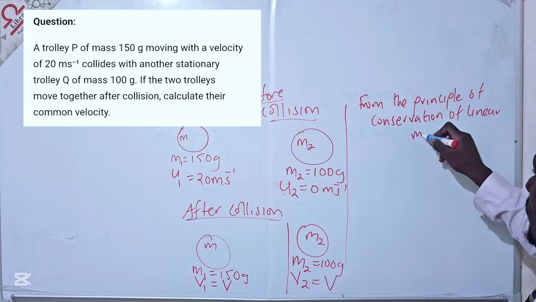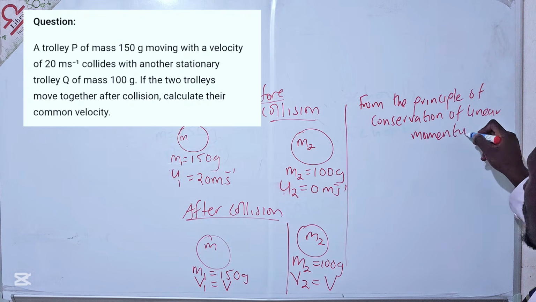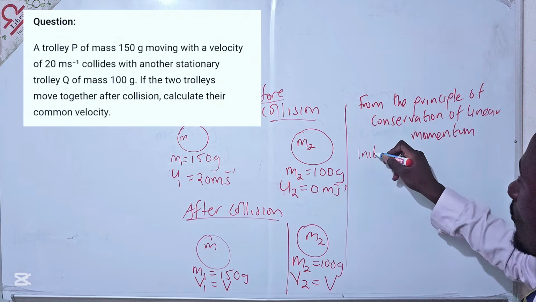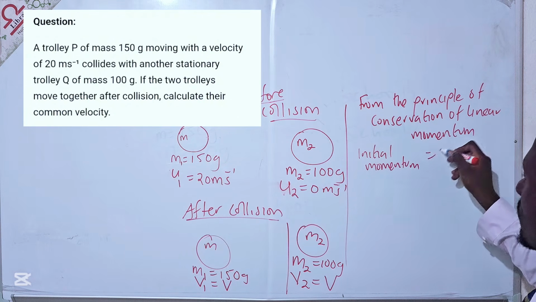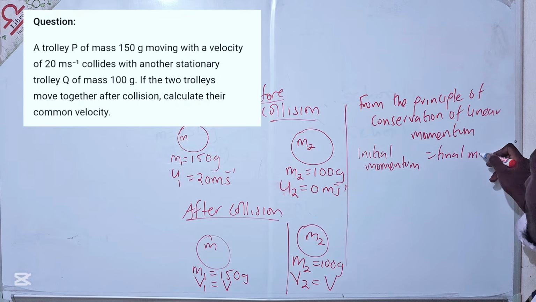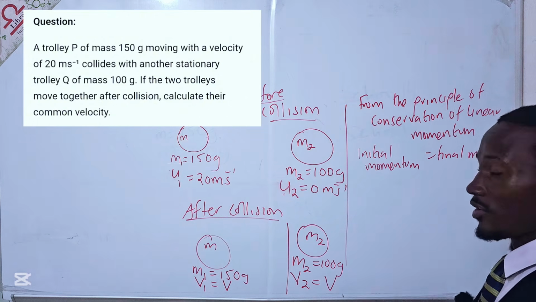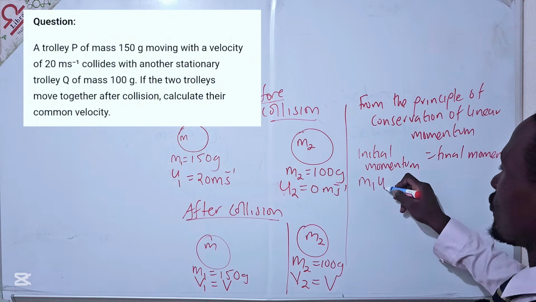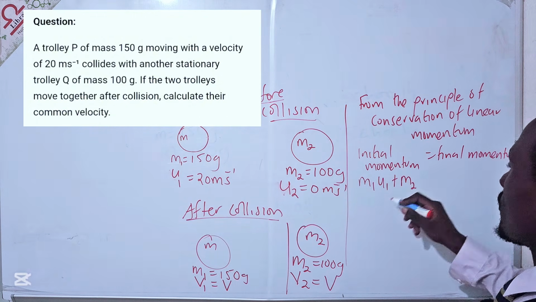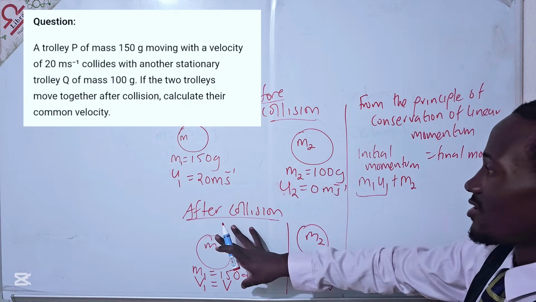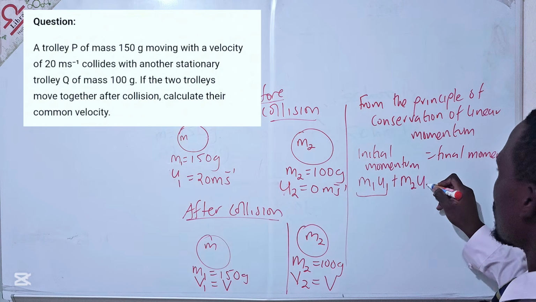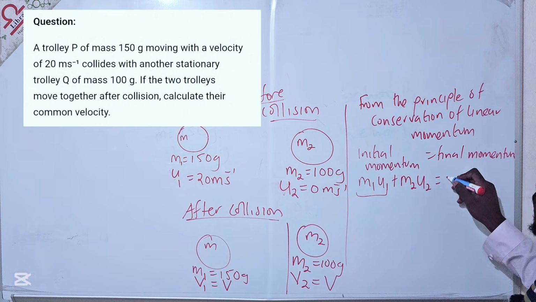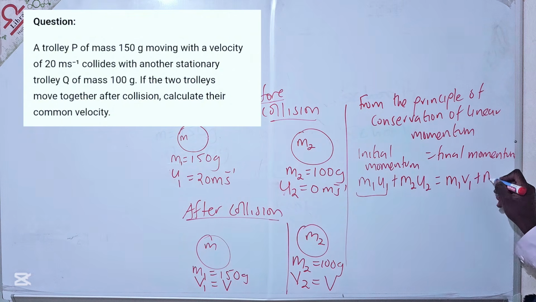Linear momentum, we know that the initial momentum is equal to the final momentum, because the total momentum is always conserved. What does that tell us? The initial momentum is equal to the final momentum. This is m1 u1 plus m2 u2. This is the momentum of the first troll plus the initial momentum of the other troll, is equal to m1 v1 plus m2 v2.